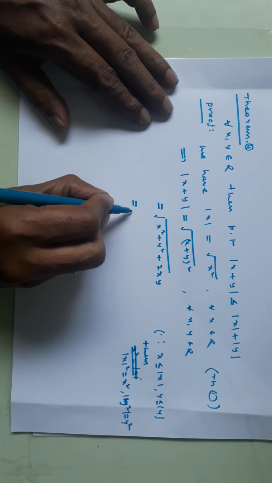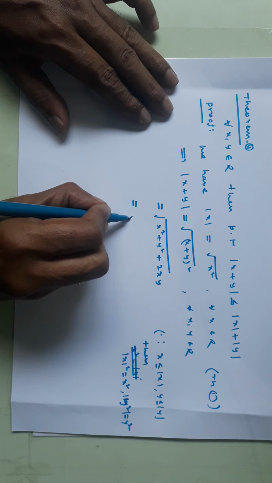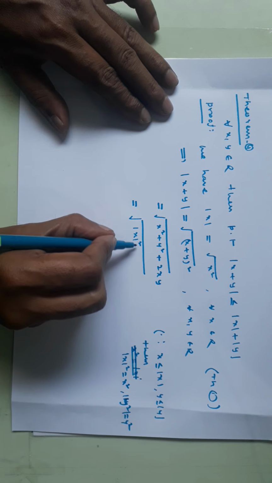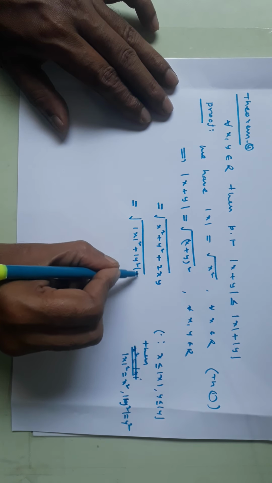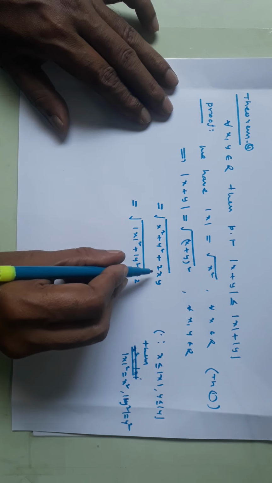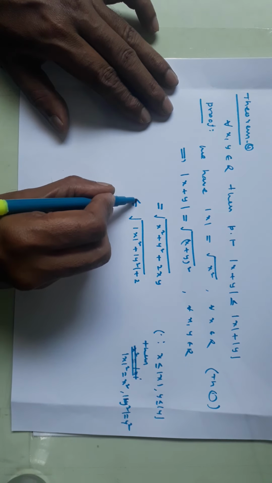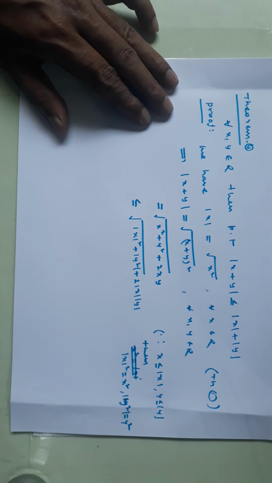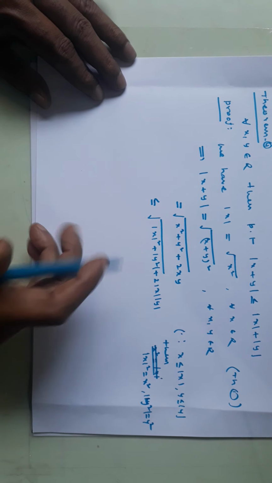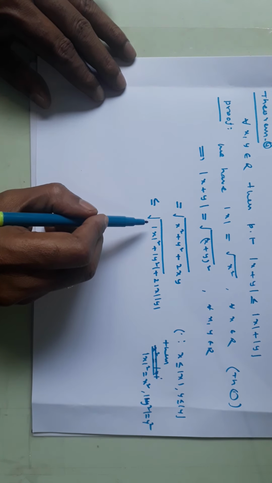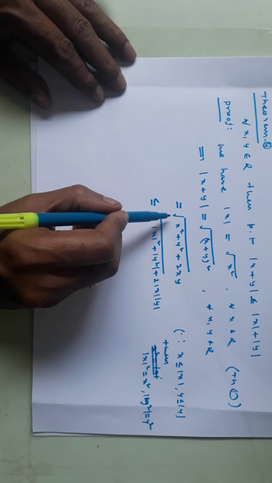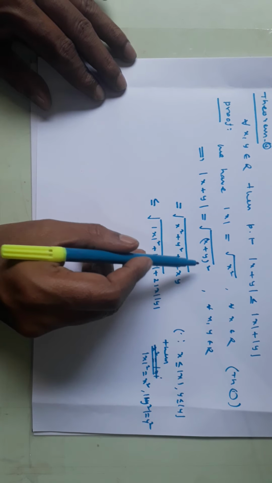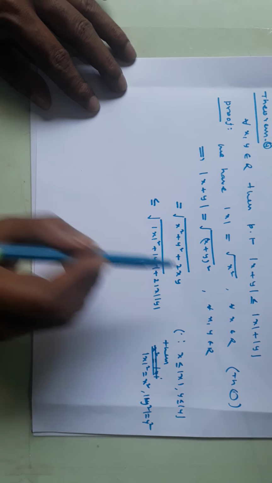So x square we can write as mod x square, y square as mod y square, plus 2, which is the constant, and x is less than or equal to mod x. Similarly, y is less than or equal to mod y. This is the key point in this theorem. Up to here, this is okay. Here also it is root of x plus y whole square, whose expansion is x square plus y square plus 2xy.